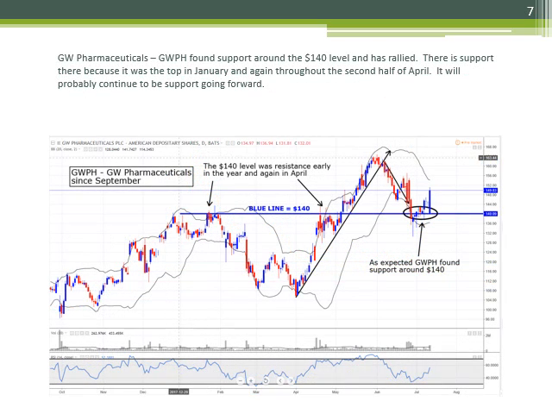GW Pharmaceuticals, we can see how this 140 level is important. It was resistance here, it was resistance here. So it got down here and it's support after getting oversold. We can see it's had a nice rally. So going forward, watch the 140 level.